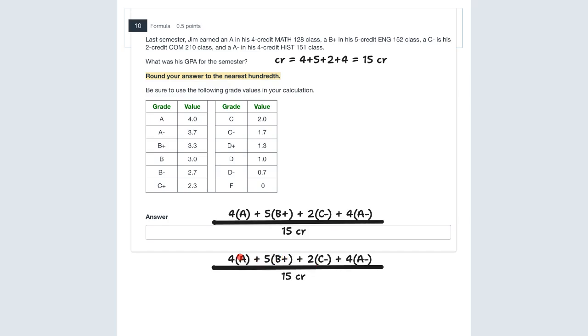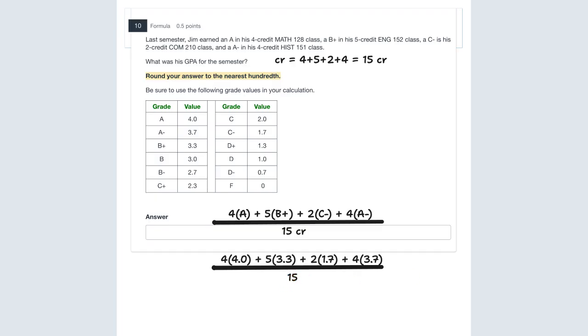Take the exact same equation here. Let's replace the A with a 4.0. Replace the B plus with a 3.3. Replace the C minus with a 1.7. And replace the A minus with a 3.7. We're going to divide that by 15. I don't need a CR here.